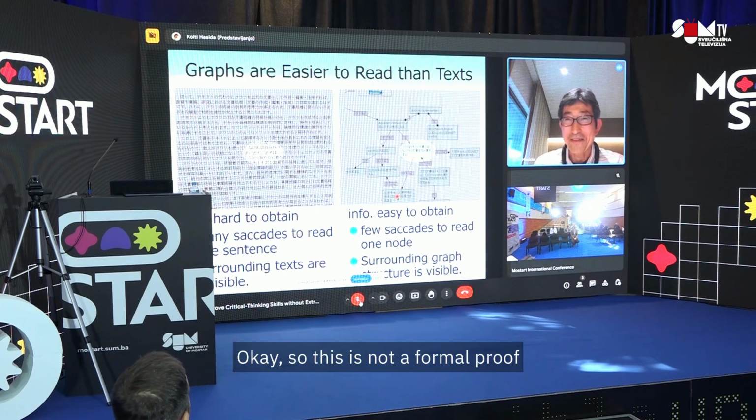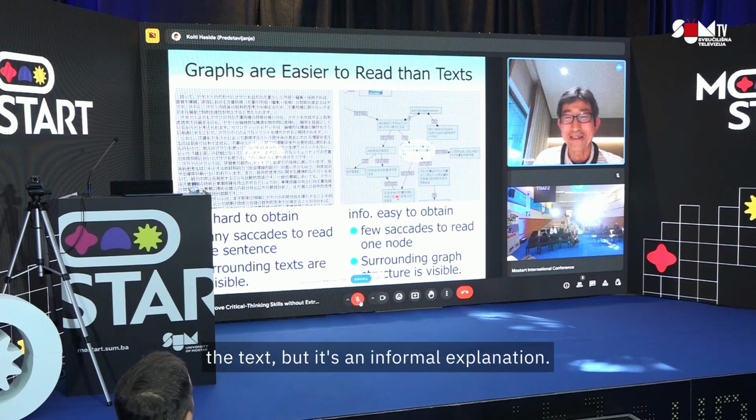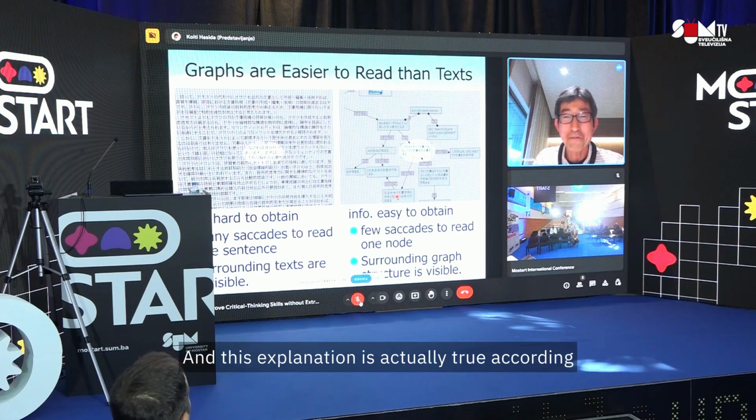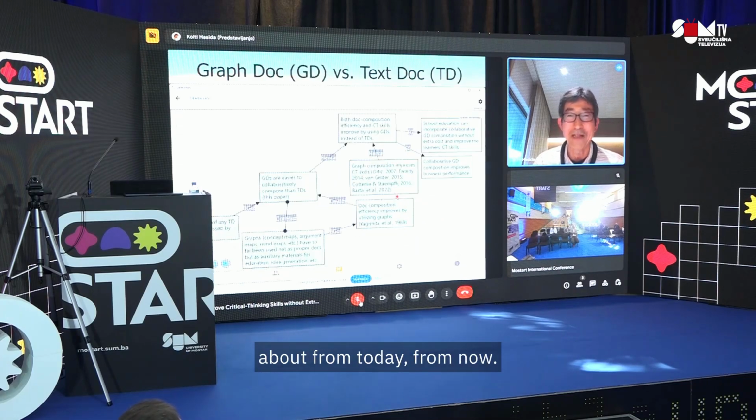Okay, so this is not a formal proof of why graphs are easier to read than text, but it's an informal explanation. And this explanation is actually true according to the experiment that I will talk about from now.